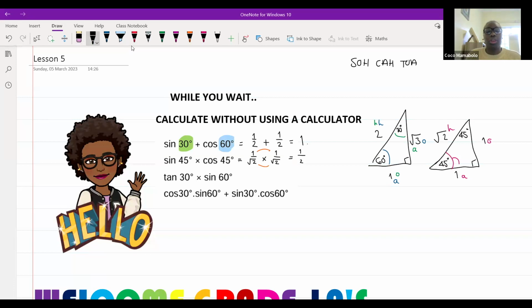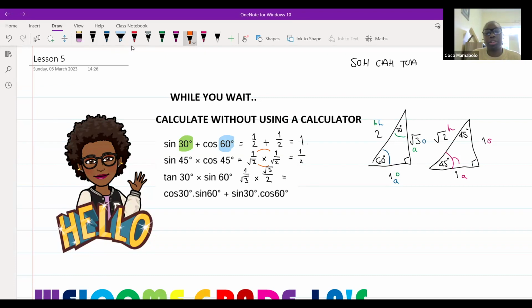All right, so let's look at tan of 30 degrees. Again, 30 degrees is labeled in green. So I know tan, according to SOHCAHTOA, is opposite over adjacent. So that's going to give me 1 over root 3, 1 over square root 3, times sine of 60. So sine of 60 is going to be opposite over hypotenuse. So the opposite over here is root 3 over 2.